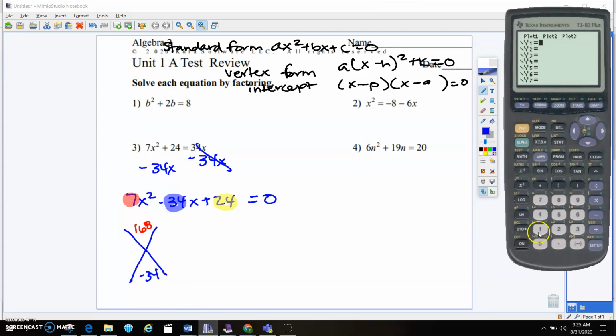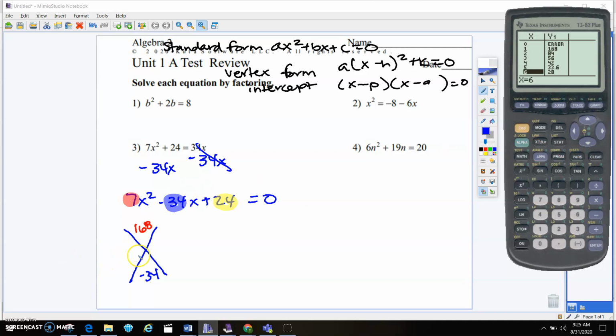So I'm going to go to my calculator and hit y equals. And I'm going to type 168 divided by x. I'm going to hit that second graph, and then I'm going to look at factors. Okay, well I know I can't add 1 and 168 together to give me negative 34. What about 2 and 84? No. 3 and 56? No. 42 and 4? No. What about 6 and 28?